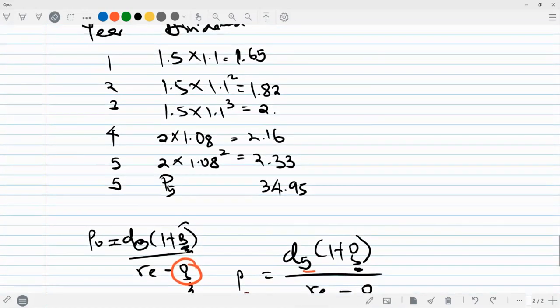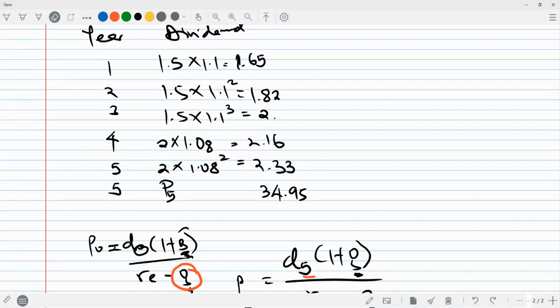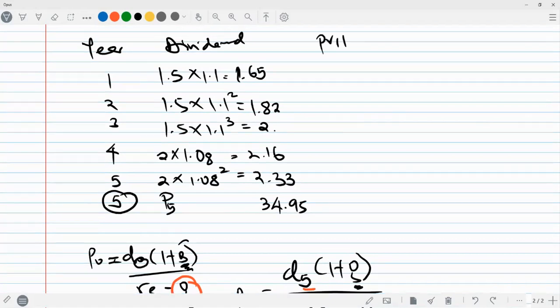Therefore, those are the cash flows, year 1 to year 5. Don't forget, year 5 represents the P5. I hope you understood the concept here. This P5 represents all the dividends paid from year 6 to infinity. Therefore, we discount them back to year 0 at the cost of capital, in this case 12%. Then we get the present value.